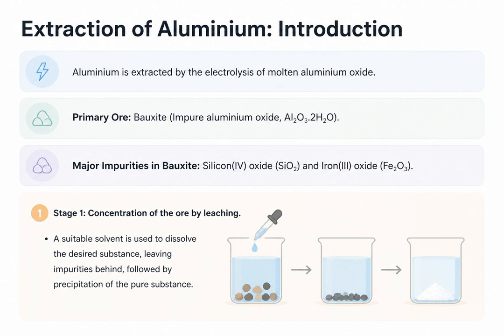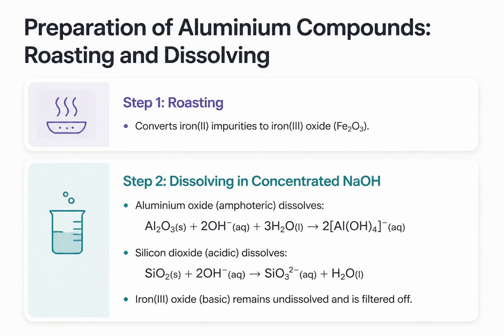To get pure aluminum, we must first purify the bauxite through a process called leaching. Let's look at how we prepare pure aluminum compounds from ore, specifically focusing on the purification of bauxite. The first step is roasting the ore. This is crucial because it converts any iron(II) impurities into iron(III) oxide.